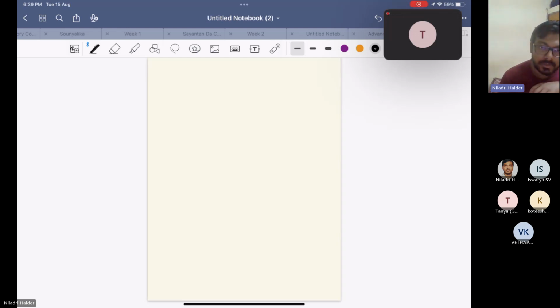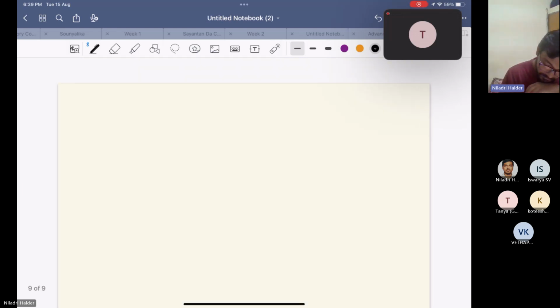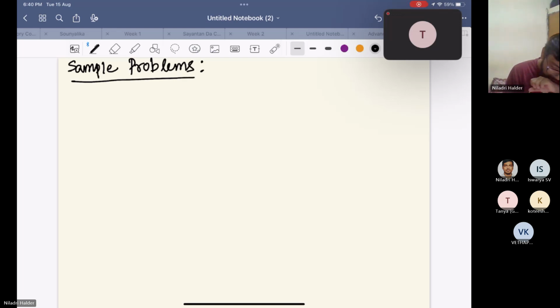Now we'll solve some sample problems. So first question is, what was the matrix inversion lemma? So the question is this thing.